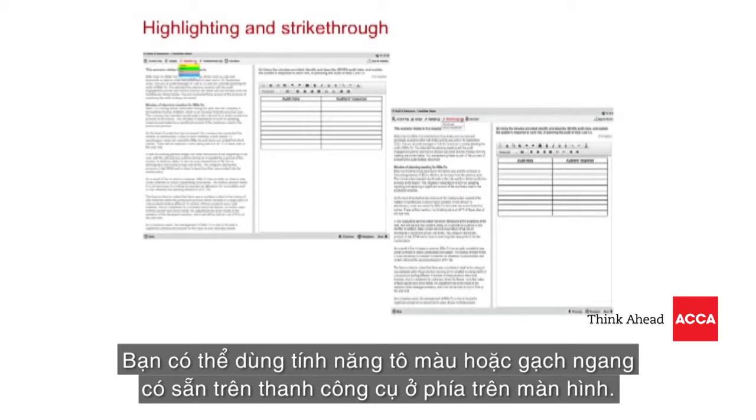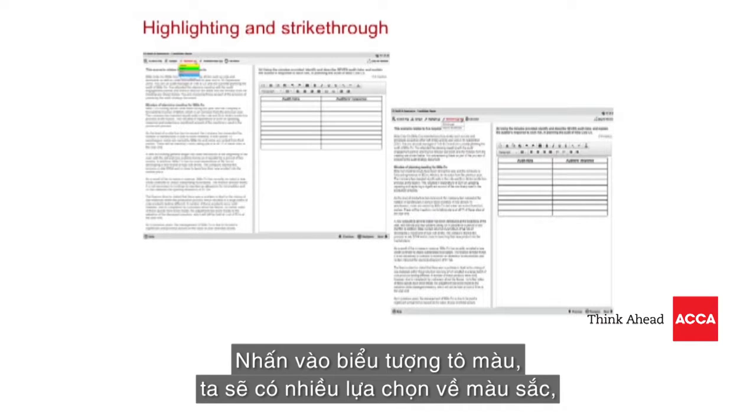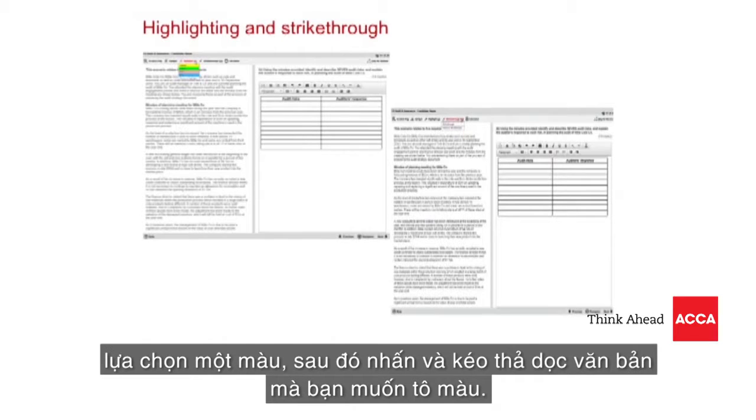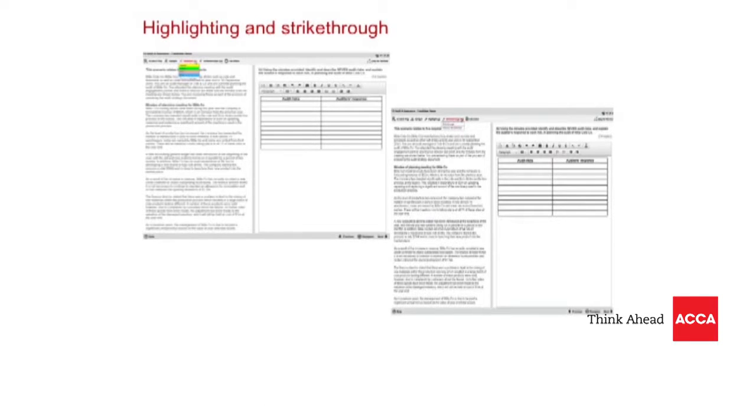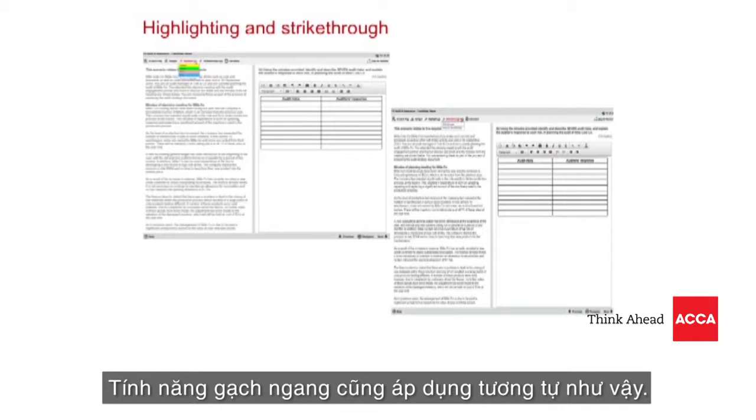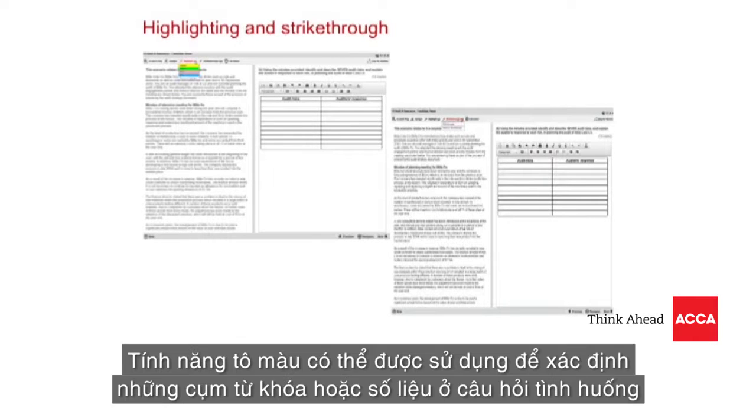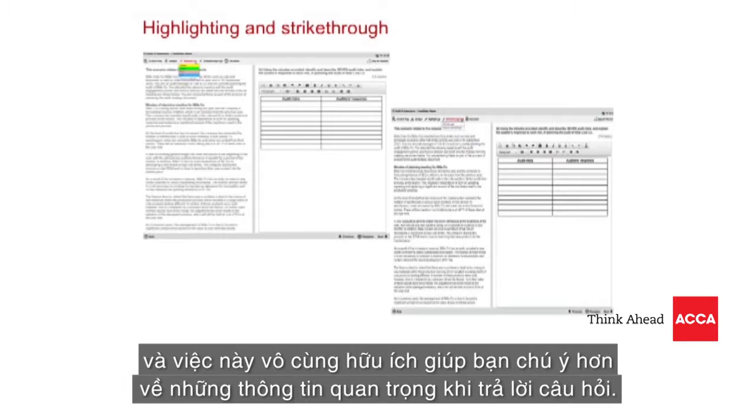You may also wish to use the highlight or strike through features which are available on the top toolbar on the screen. Clicking on the highlight feature brings up a choice of highlighting colours. Select a colour and then click and drag across the text that you wish to highlight. The strike through feature works in a similar way. The highlight feature can be used to identify key phrases or figures in the question scenario. And this is really useful to draw your attention to important information when you're answering the question.